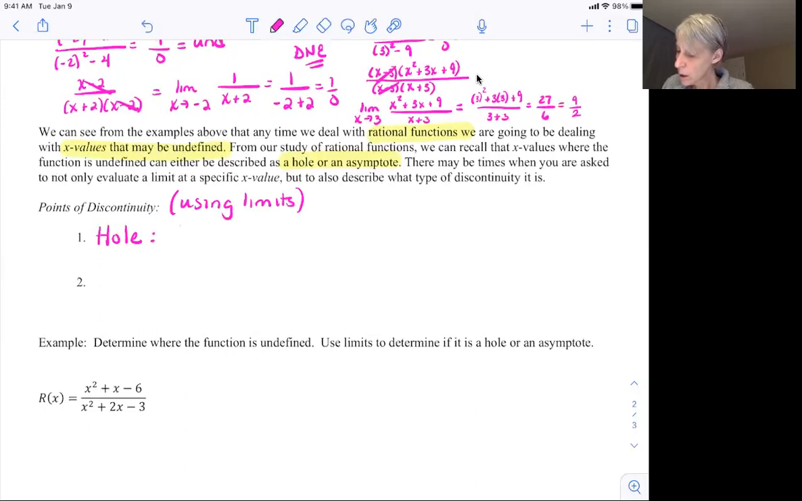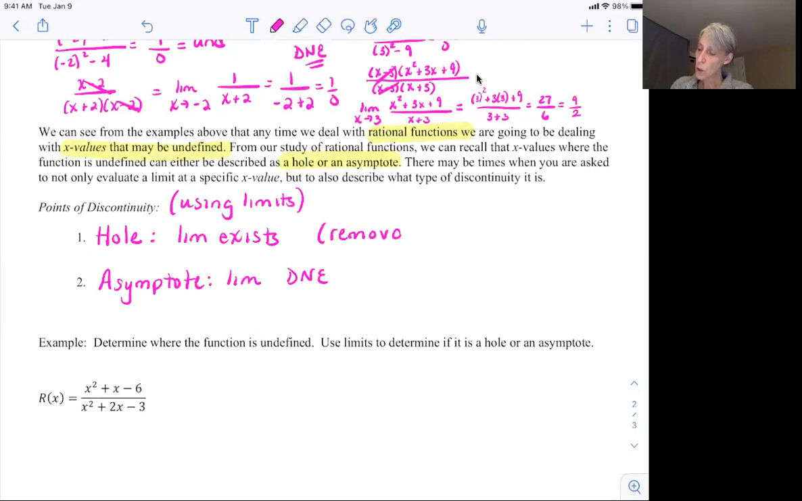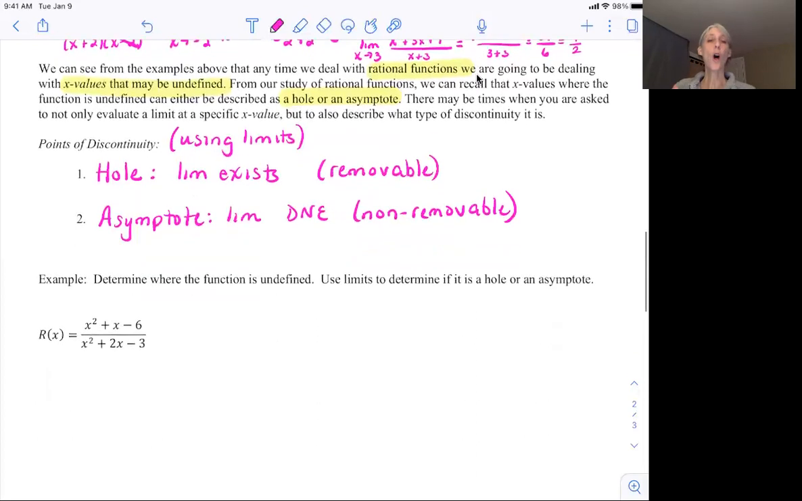a hole is when the limit exists, and an asymptote occurs when the limit does not exist. And I hope that makes sense from some of the stuff we discussed. Next year, you may get more specific and use words like removable and non-removable. I'm going to try to introduce these words this year so that you're more familiar when you hear them again next year. But our main goal is just going to be identifying and answering the question. If I get a limit, it's a hole. If I don't get a limit, then I have an asymptote.